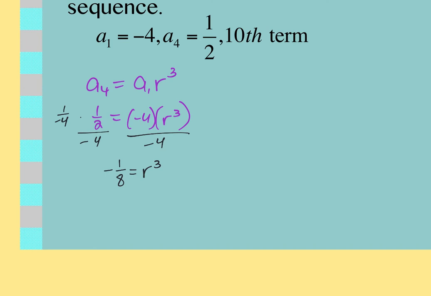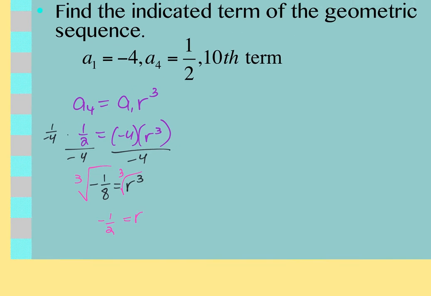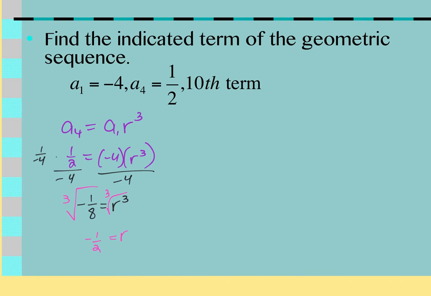And then what? Cube root. What's the cube root of negative 1/8? Negative 1/2. Now I have R. So I can say AN equals A1 times R to the n minus 1, and I can use that to find any term in the sequence.